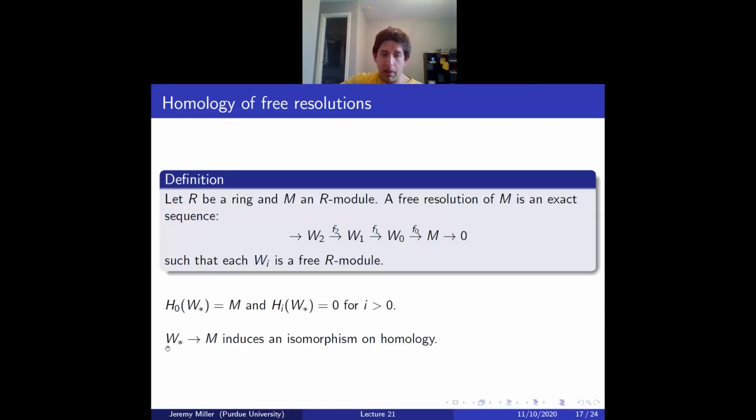So you can think of W_* as a replacement of M, and it has the advantage over M that everything is free, but the price you pay is that W is a chain complex. So not only is it not concentrated in a single degree, but there are maps that are important. Everything is free up to homotopy if you're willing to pay the price of replacing your modules with chain complexes of modules.